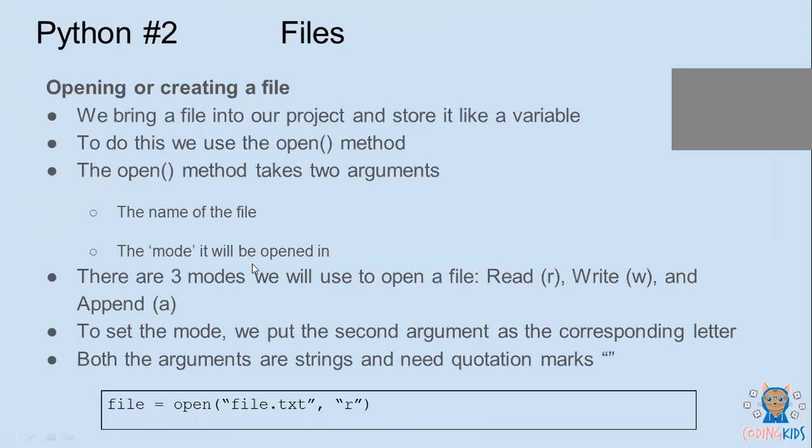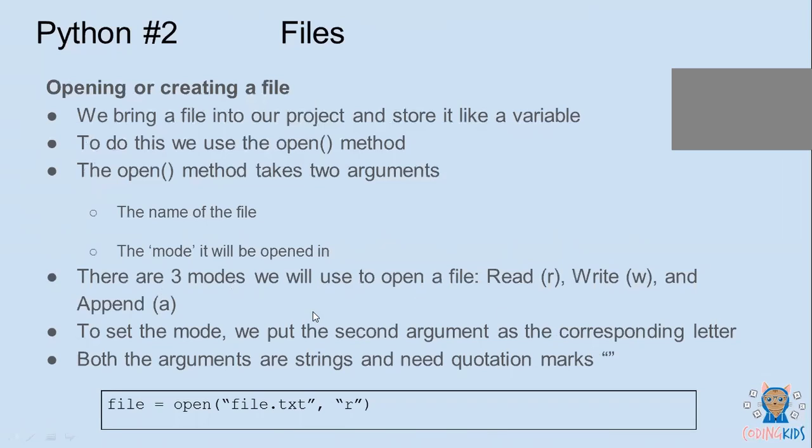Then there are 3 modes we will use to open a file. The first mode is reading mode. You must have seen when you open a read-only file or a Microsoft document, sometimes it says it's just read-only. You've seen that? And most of the time it's writing and appending. So there are 3 modes we will use to open a file: read, write, and append. So we've got read R, write W, and append A.